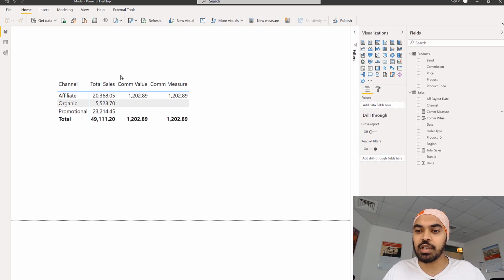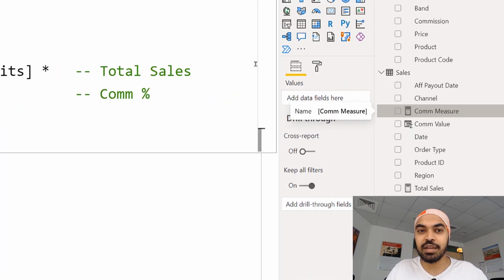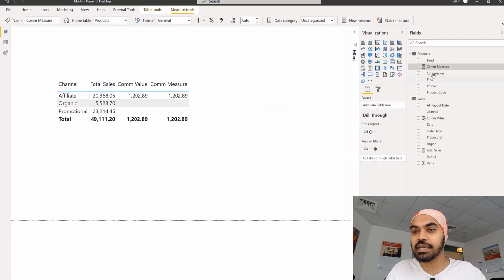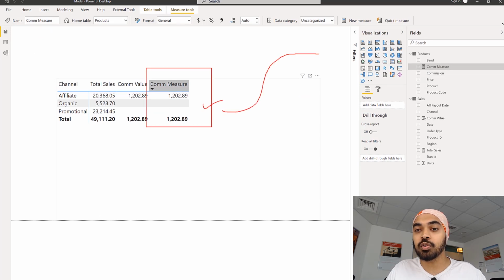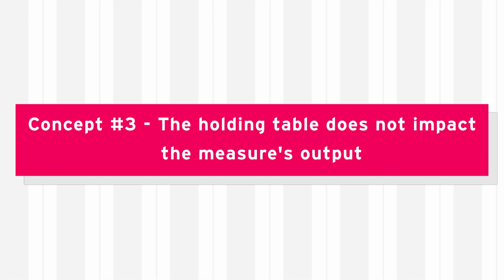It doesn't really matter. Even if I click on this particular measure right here and move it from the sales table to the products table, the measure is still going to give you the same output. So if I click on that measure and change the table from the sales table to the products table, you can see that the host table is now the products table, and the measure still delivers the correct output, although it is now housed in the products table. The holding table does not have any impact on the measure.